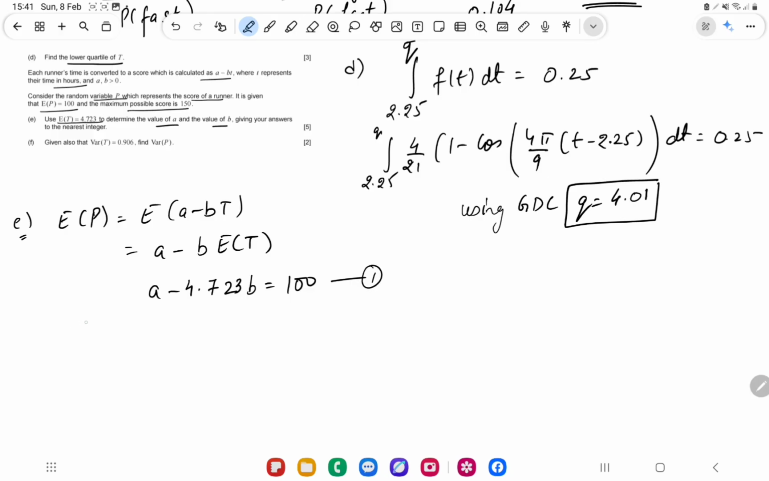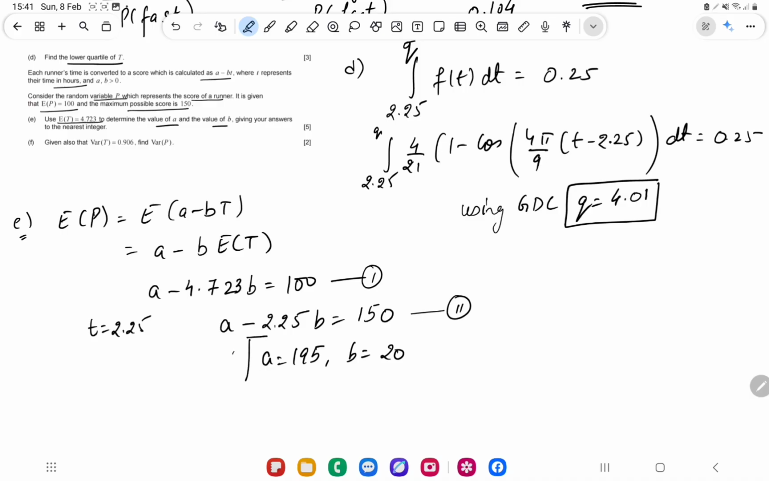Now it says maximum score is achieved when time is 2.25. So from this I can write that A minus 2.25 B, and maximum score was 150. Now again by using GDC, I will get A value as 195 and B value as 20 as my answer.